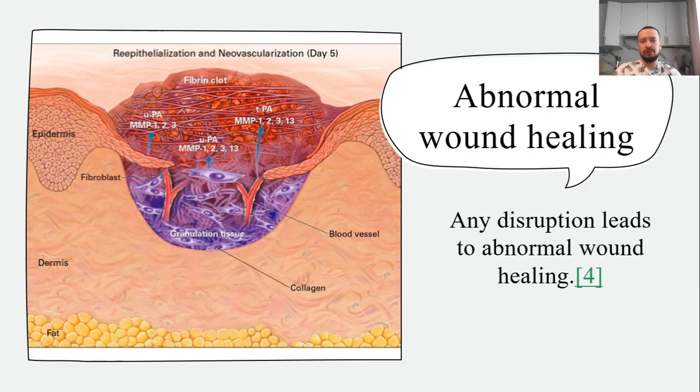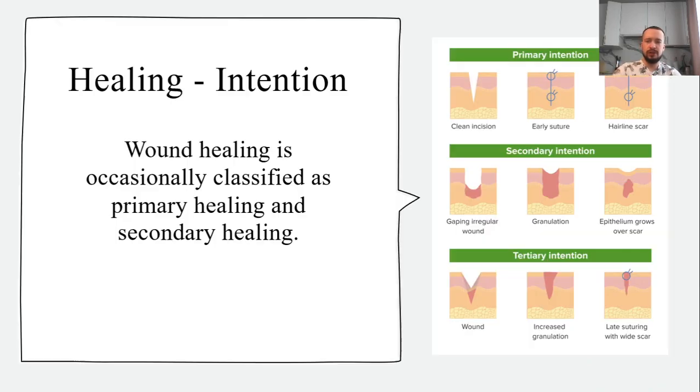Any disruption leads to abnormal wound healing. Healing by intention. Wound healing is occasionally classified as primary healing, or intention, and secondary healing, or intention. In Russia, we talk about a third one, tertiary intention. When we talk about primary intention, as you have seen, we have an incision, it is clean, we do the sutures, and we see a little line.